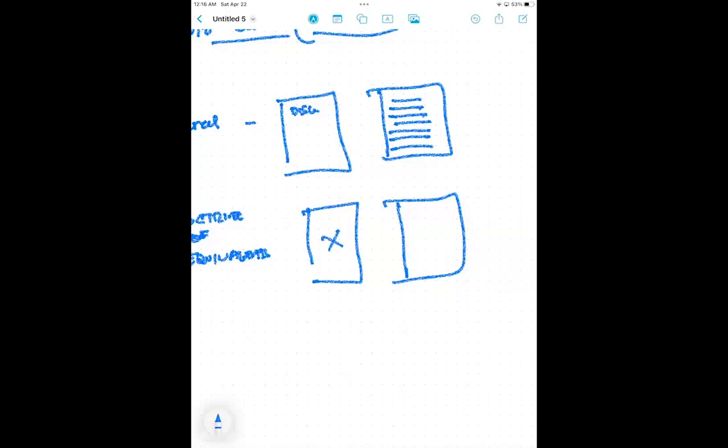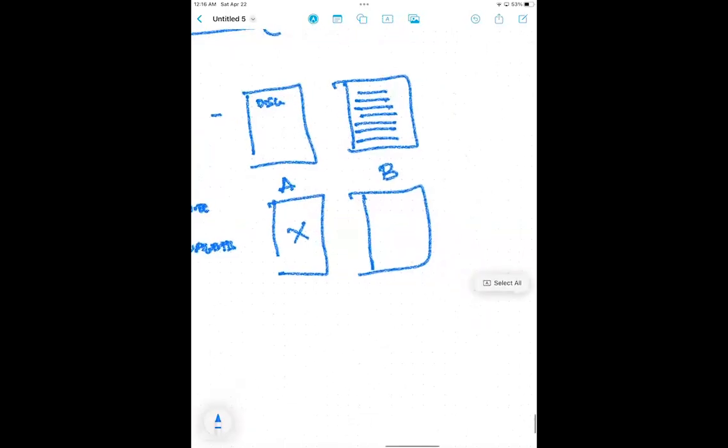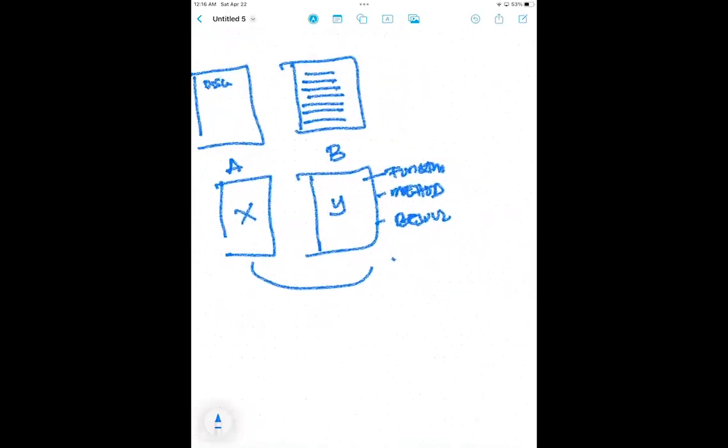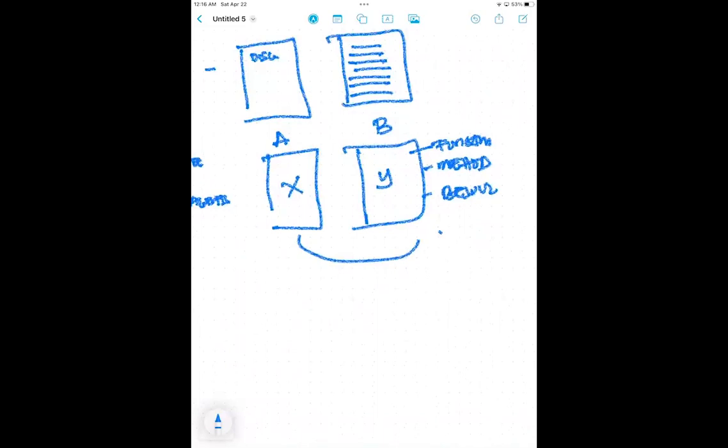Let's say, for example, this is X sold by A. B has his or her version of X, and this is Y, and this Y has the same function, the same method, and the same result of X, then this is the doctrine of equivalence. This was asked in the bar examination, and the question was based on a particular case, Smith-Kline versus Court of Appeals.